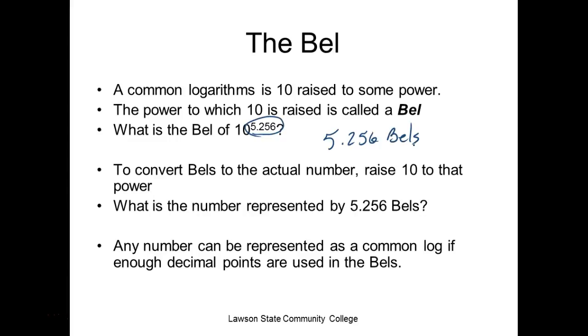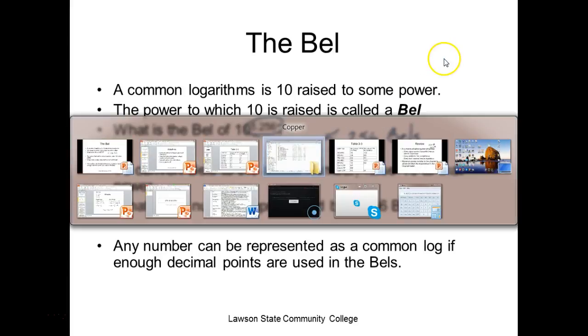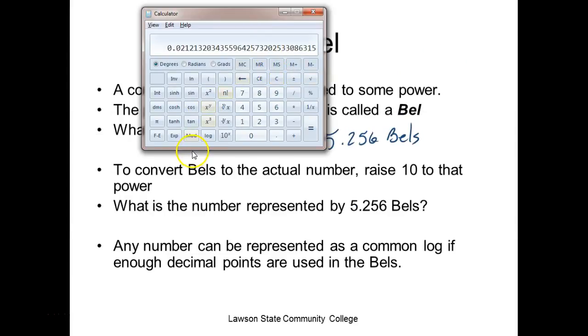Yes or no? That makes sense. So logarithms, common logs, are nothing but what 10 would be raised to get that number. That's all a common log is. So if I come up here and put 100 in my calculator and hit log, it's going to say 2.